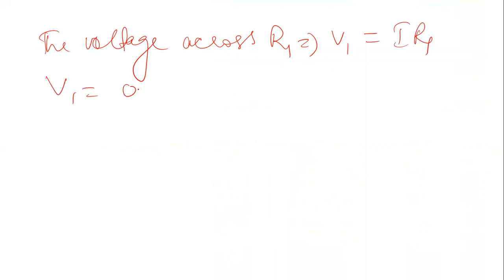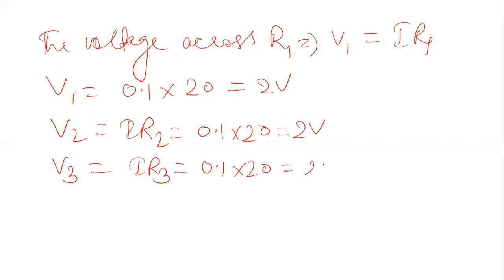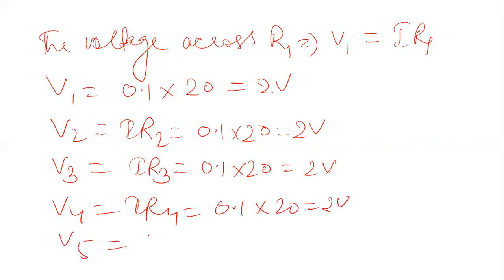So V1 is equal to 0.1 into R1, which is 20 ohm, so it is 2 volt. Similarly, V2 is equal to I R2, which is 0.1 into 20 is equal to 2 volt. Then V3 is equal to I R3, which is 0.1 into 20 is equal to 2 volt. V4 is equal to I R4, 0.1 into 20 is equal to 2 volt, and V5 is equal to I R5, which is 0.1 into 10 ohm, because R5 is 10 ohm, so it is equal to 1 volt.